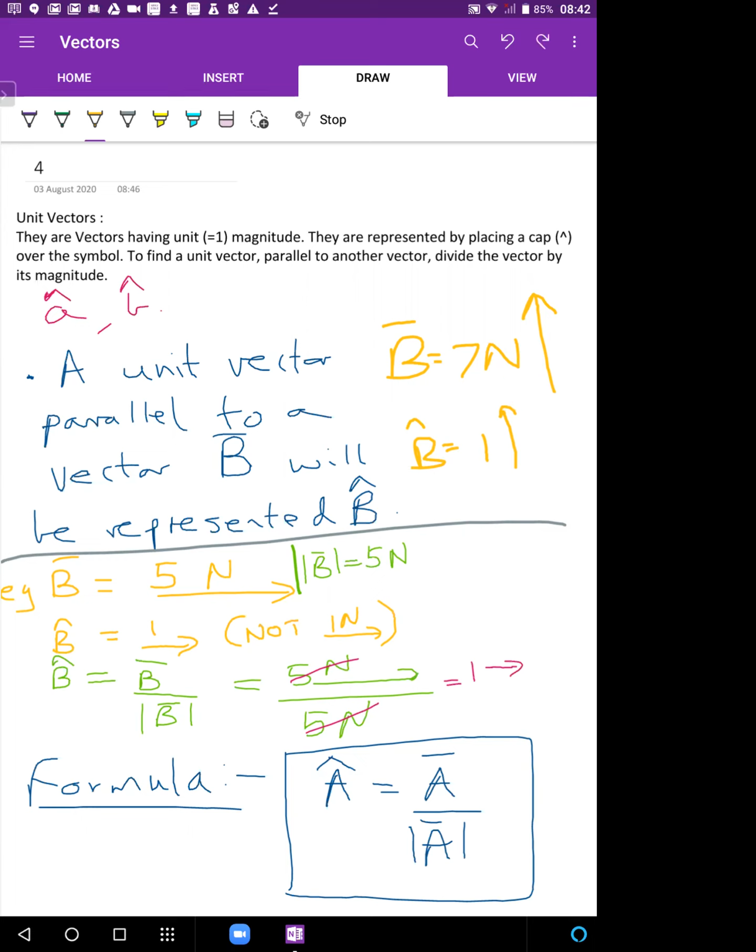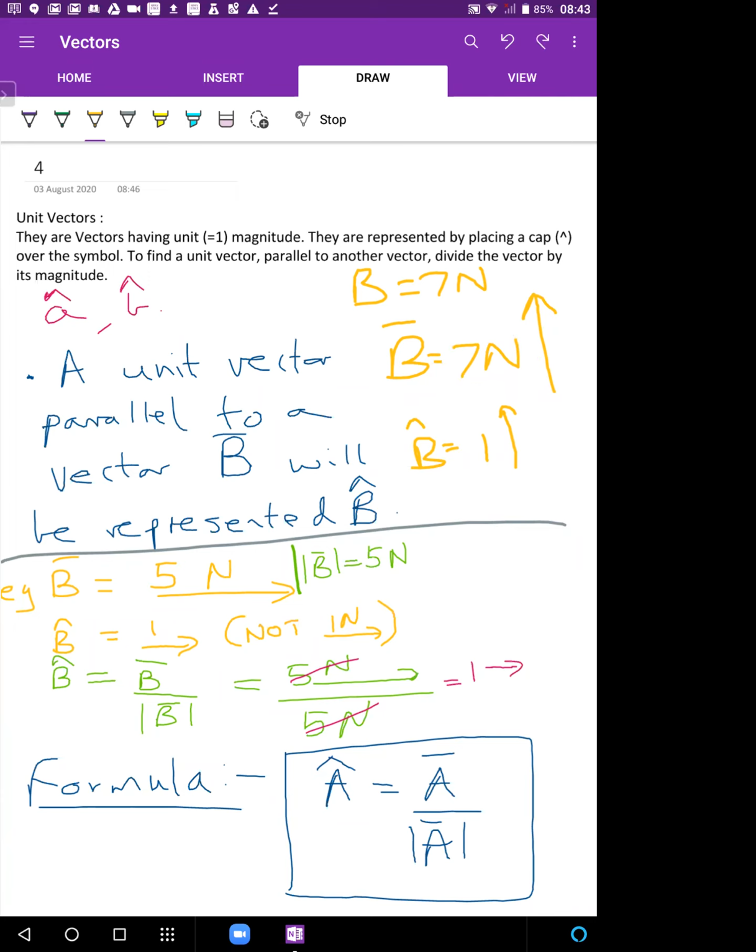You will see its use further ahead. For now, I can just say it's a good way to capture the direction without capturing the magnitude. We know that magnitude is very well captured by taking the mod or by removing the bar. But how do we capture the direction? B cap is good at capturing the direction. B cap describes the direction without describing the magnitude. So that's just a glimpse.